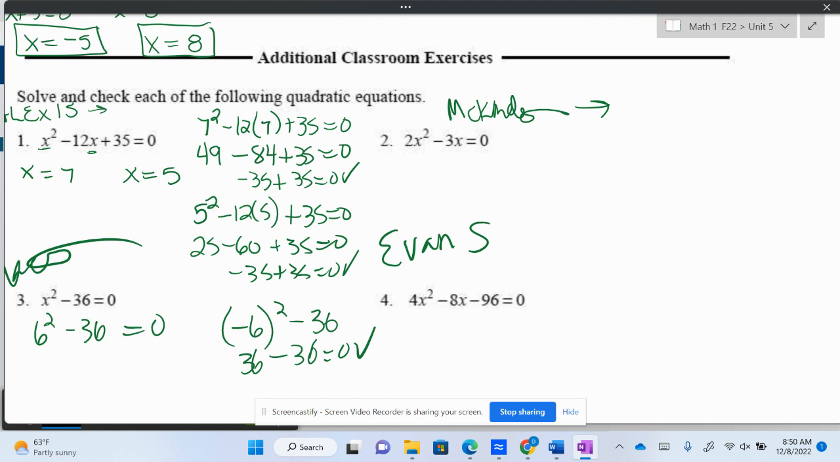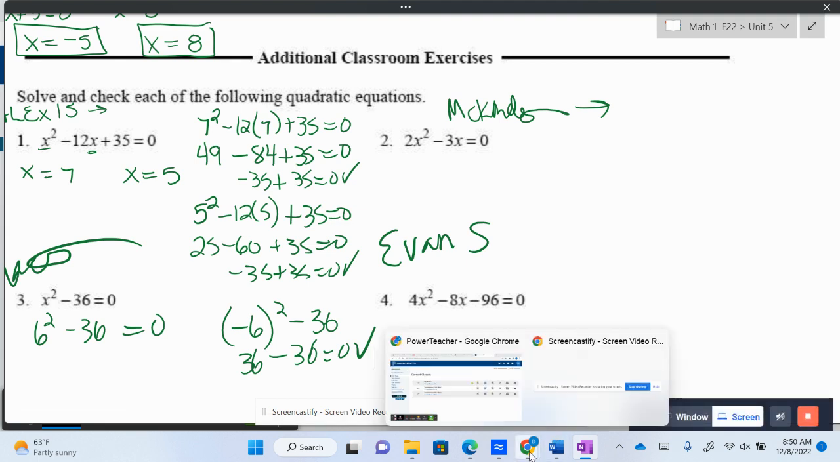So your homework is pretty easy. It's pages 3 and 4. There's only 15 questions, and 5 of them are multiple choice. So you have 15 questions, 5 are multiple choice.